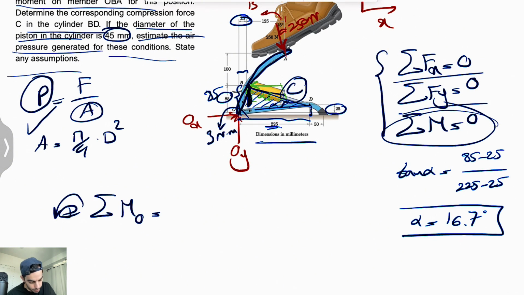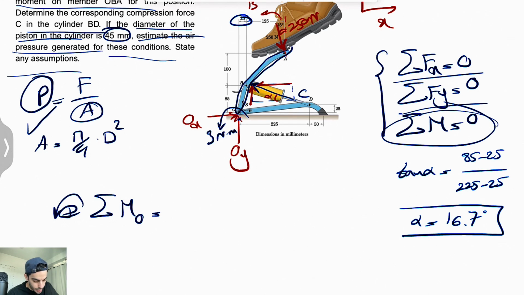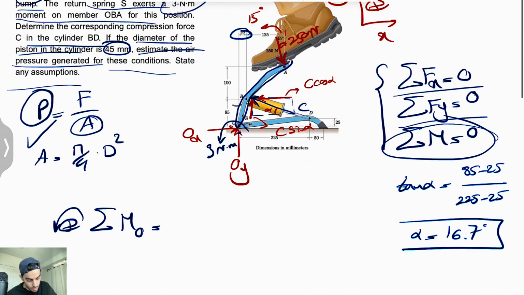I'm just going to clean up the figure. It's very messy now. All right, so I tried to show the resolved force of C into two directions. Obviously the horizontal one, which is this one, is going to be C cosine of alpha, and the vertical one is C sine of alpha. So let's go to our moment equation.